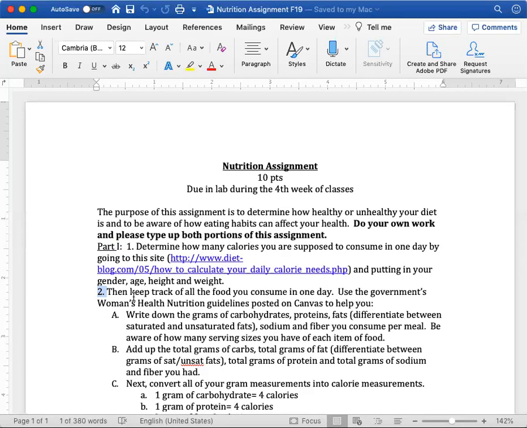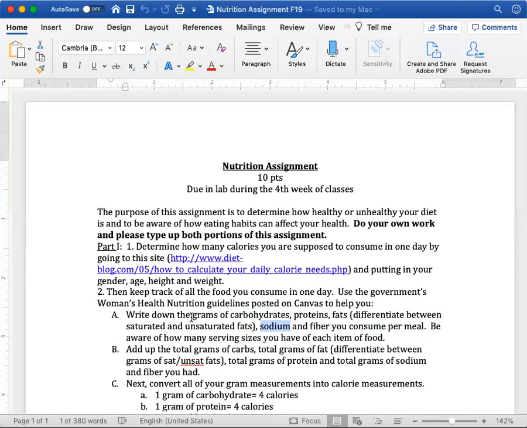Write them down in grams. So don't give me the calories. Write them down in grams. So you're going to write down how many grams you have of carbs, proteins, fats, sodium, and fiber. If you want to differentiate between saturated and unsaturated fats and carbohydrates, which would be sugars or complex carbs, go right ahead. Fiber is actually a carbohydrate, but it's insoluble. And sodium can lead to high blood pressure. So I want you to track that, okay?